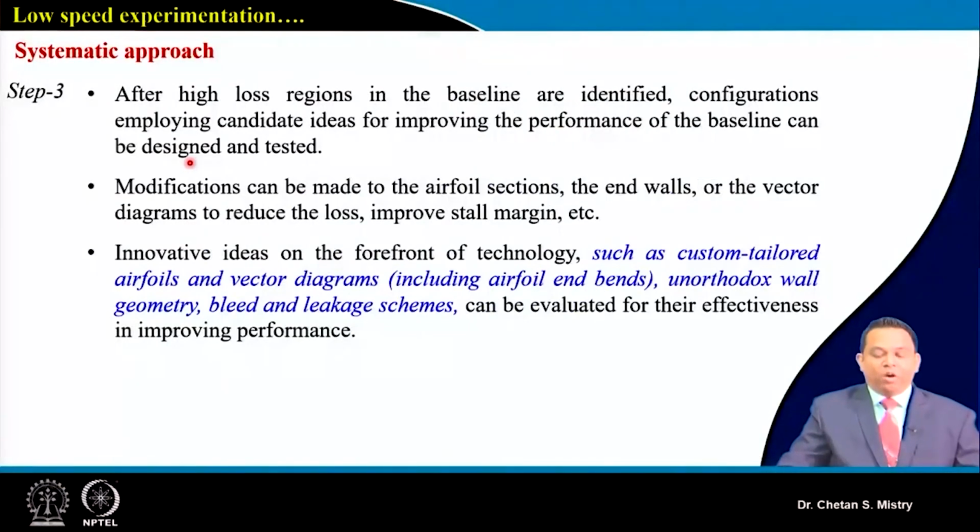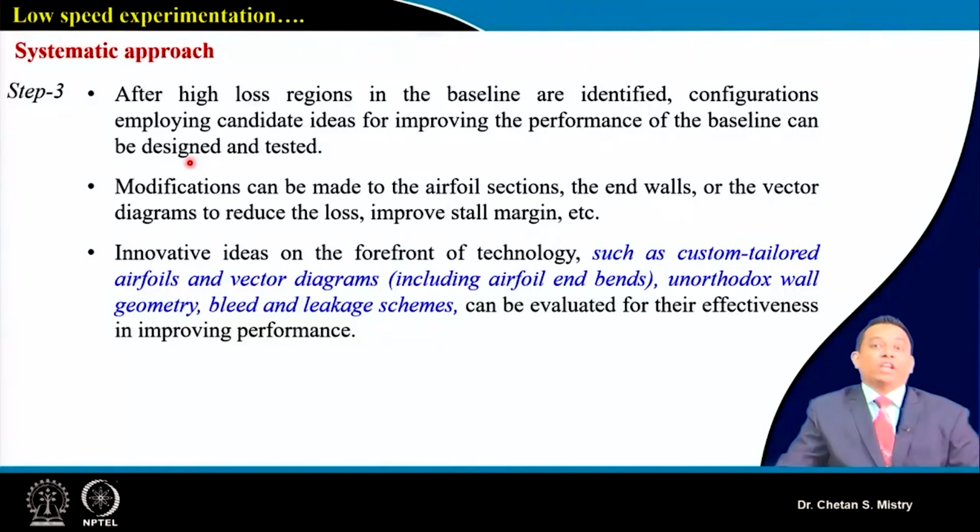Okay. Now after this loss mechanism or loss formation that we have identified, we can modify our design as per our requirement, in order to address the losses to be minimized, and that can be tested. This modification will be in terms of maybe aerofoil section, end walls, vector diagram, that will be increasing or changing my stall margin.